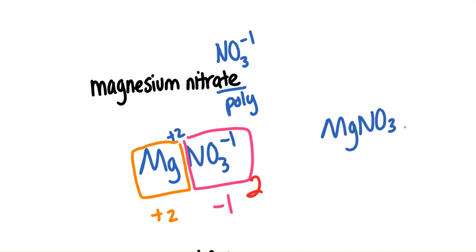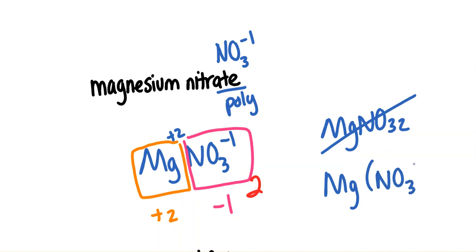So I might be tempted to just put a 2 out here because I want 2 of those nitrates, but that makes me have 32 oxygens. So that's not right. What I need to do is put my polyatomic ion in parentheses, treat it like it's one unit, kind of like you're protecting it there, and then put my 2 out here. And this says I have 2 nitrates. Okay, and that's it on that one.